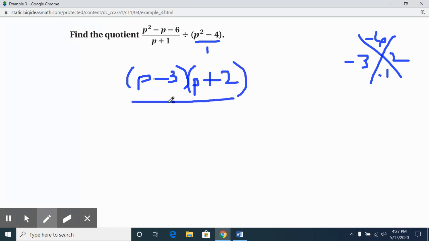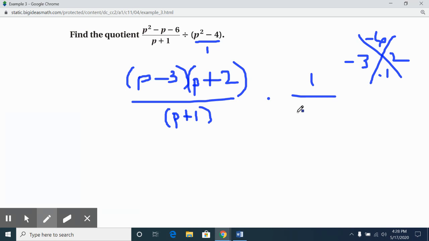P plus 1 down here, that can't be factored. Put it in parentheses though. And now I'm going to flip this. I'm going to make this into a fraction by putting it over 1 and then flip it, because when I'm dividing again with fractions, I always have to multiply by the reciprocal. So I'm going to put the 1 on the top now and the p squared minus 4 on the bottom, right?